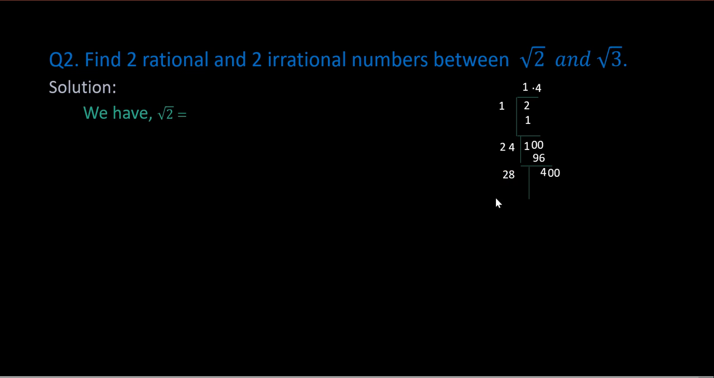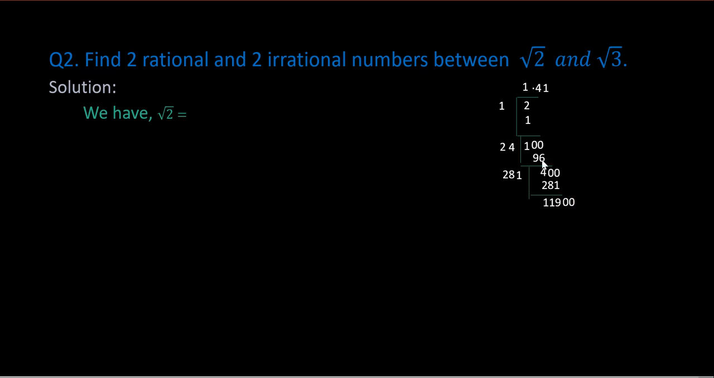Now we need to add another number after 28. So let us take here one number, that is 1. So here also we have to take 1. So 1 times 281, we can write 281. 400 minus 281 we have 119. Now let us add another zeros here.